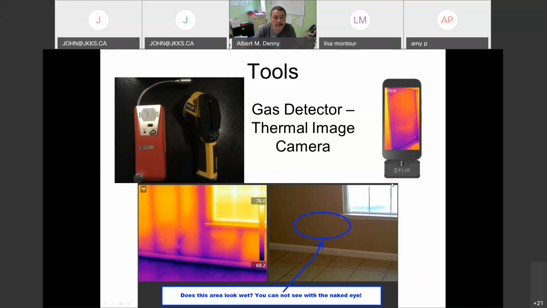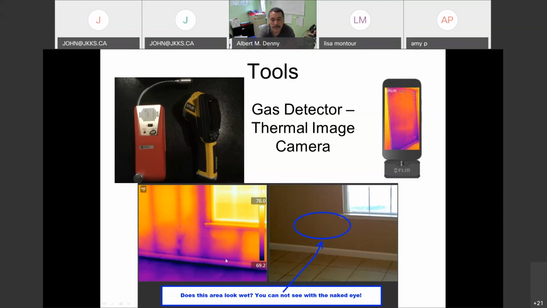And as we can see in the lower image, this is what we see with our visual eyes. This is what we see with the thermal imaging camera. Does this area look wet? You cannot see it with the naked eye. Doesn't look wet to me. But look what happens when we use a thermal imaging camera. What I see here is cold spots. These dark spots are likely moisture accumulation or possibly water penetration.